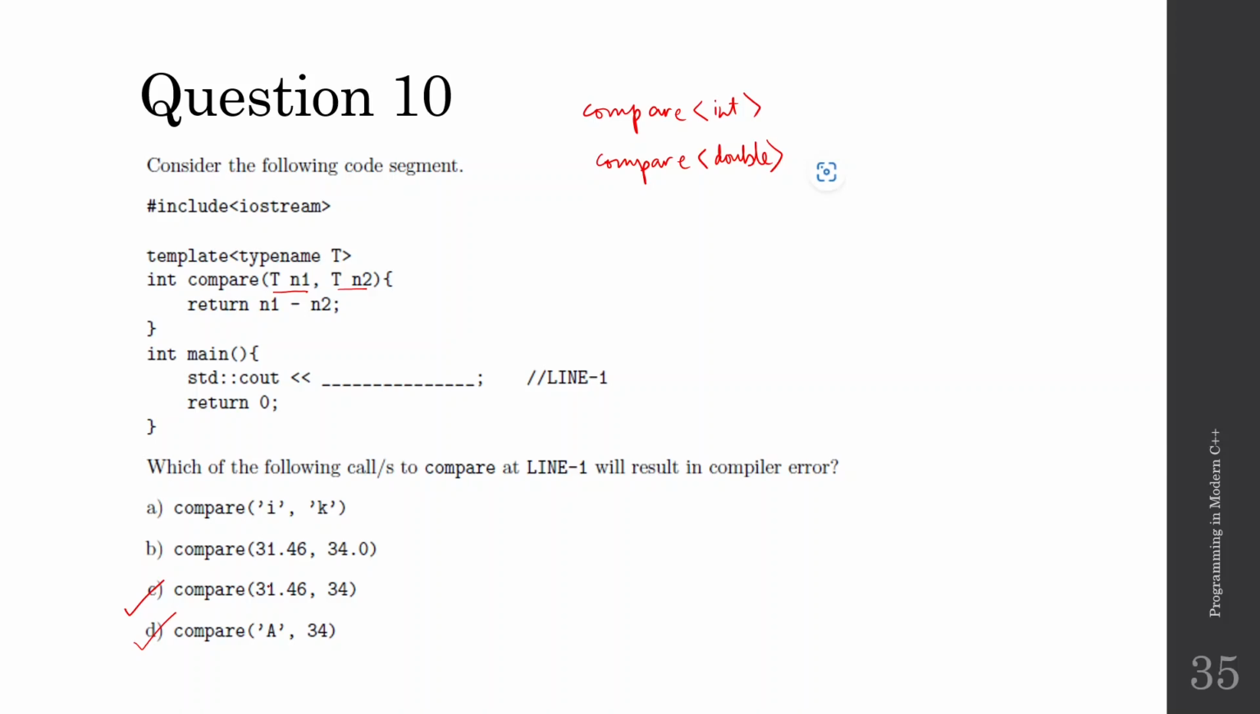This will only work if the compiler can figure out what the type is. Here both of the arguments have to be the same. Here both are char, so this one will work correctly. Here both are double, so this one will also work correctly. Here one is double, one is integer, so it will fail. Here also one is character and one is integer, so it will fail. So the compiler will generate errors in case of C and D because of the type mismatch. In A and B it will work correctly.